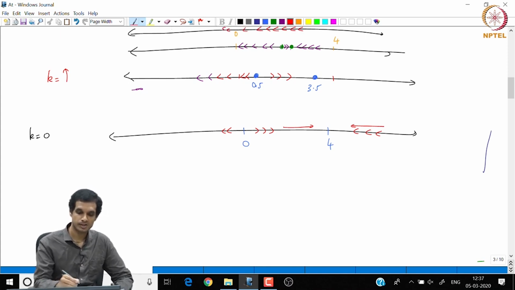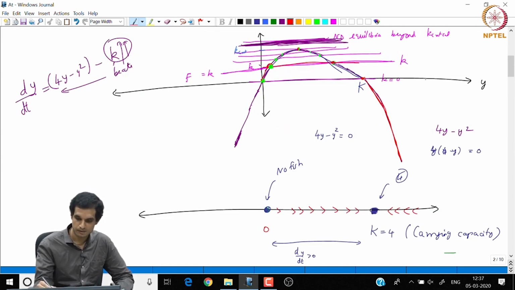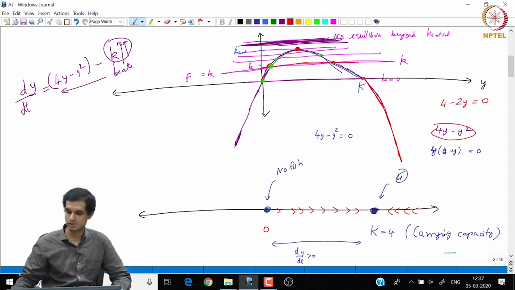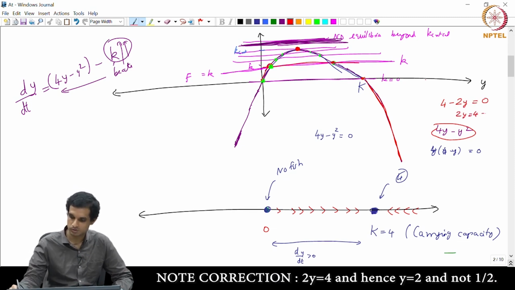So how do you calculate the critical level of harvesting? Again, it's very simple algebra. We have to find the vertex of this parabola. At the vertex point, the derivative vanishes, because for a local maximum the derivative vanishes. If you take the derivative, what's the derivative of this? 4 minus 2y is equal to 0, because we want the derivative to vanish. So this gives us 2y equal to 4, y equal to 1 by 2.